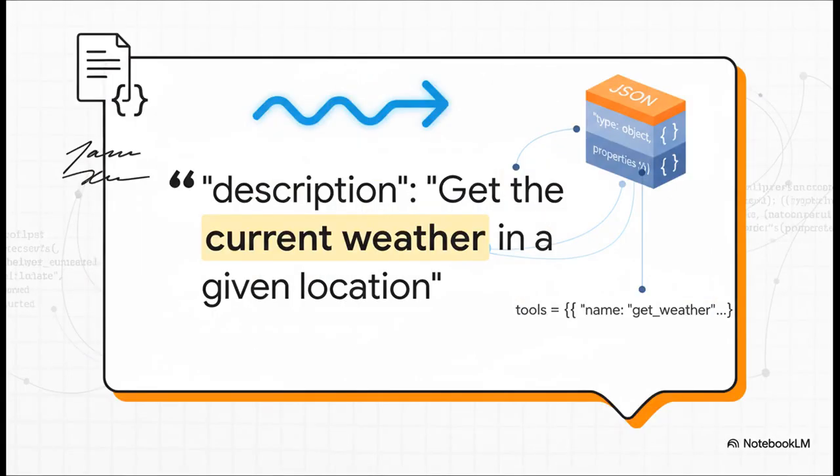So, let's break down what one of these menu items, the tool's signature, actually looks like. It's defined using a JSON schema. Now, look closely at the description field. This is the most important part for the LLM. It's a natural language description that the model uses to figure out if this tool is relevant to the user's question. Then, the parameters object defines the contract. It tells the LLM what data it needs to extract from the prompt to make the function call work. Honestly, writing clear, descriptive schemas, that is the key to making tool use reliable.